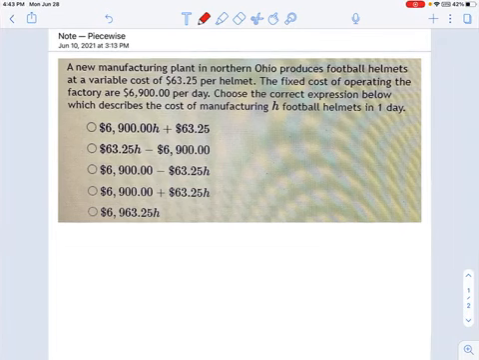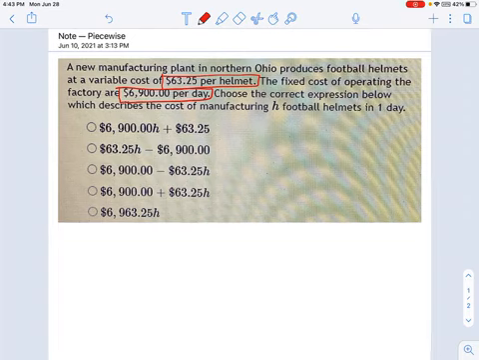So in this problem, we're told that there's a new manufacturing plant in Ohio that's making football helmets. And there's a cost per helmet of about $63. Okay, that's right in here. And there's also a fixed cost of operating the factory. That's $6,900 per day. And I don't know what that includes, but maybe it's the electric bills or the cost of your worker or something.